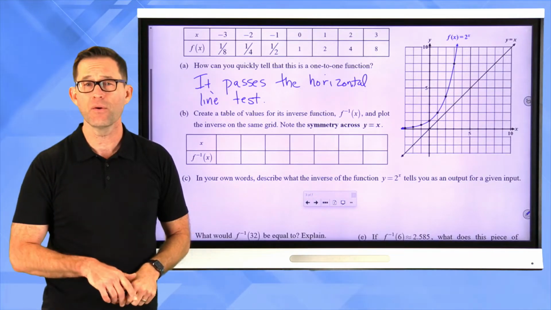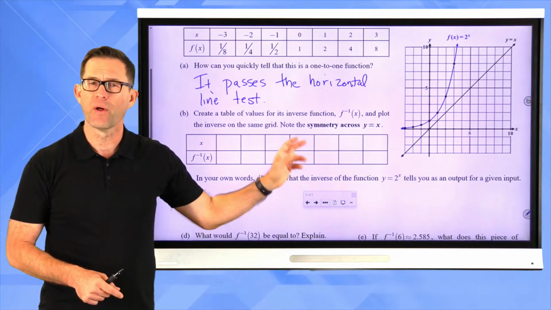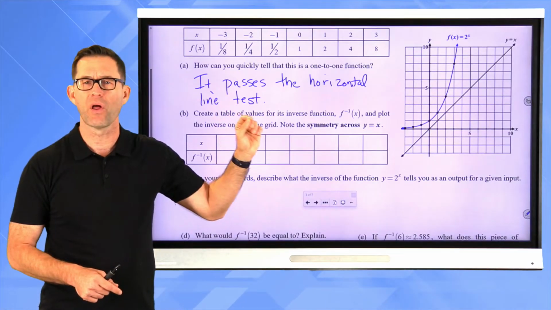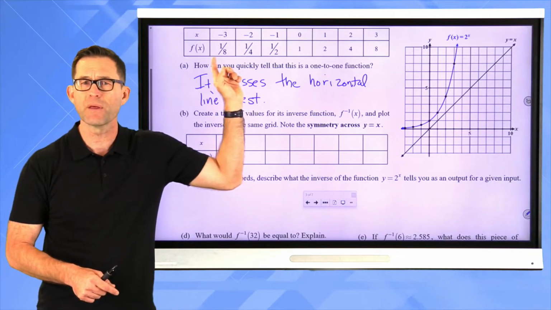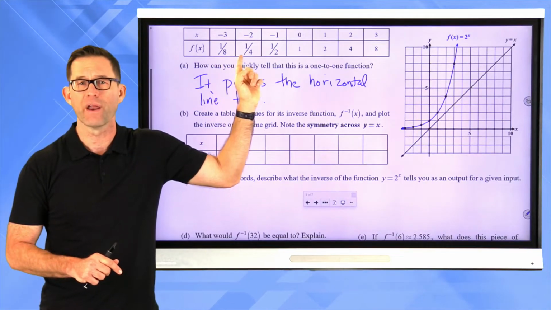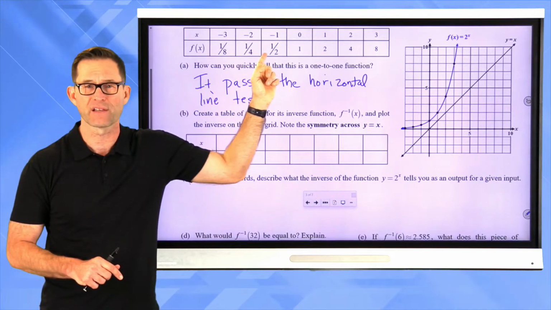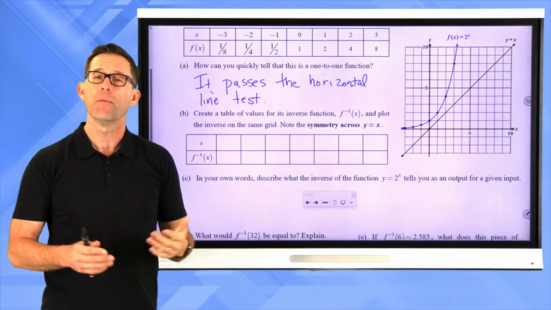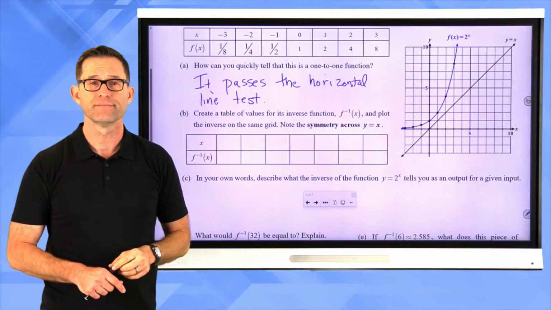So pause the video now, fill out this table, and do the best job you can of plotting the inverse function. I know it's going to be a little bit challenging because you're going to have an x value of 1/8, an x value of 1/4, an x value of 1/2, etc. But do the best job that you can.